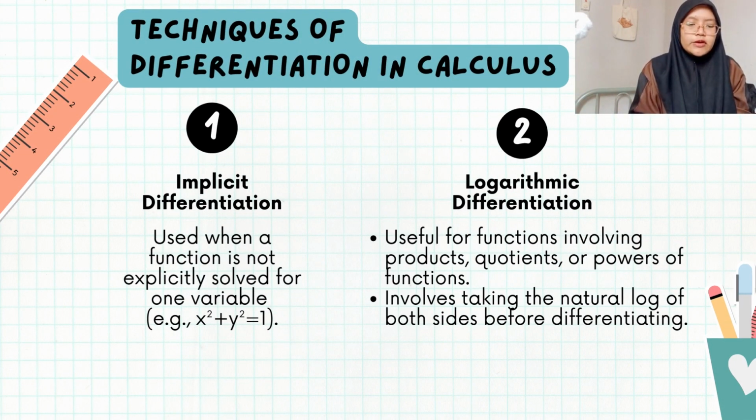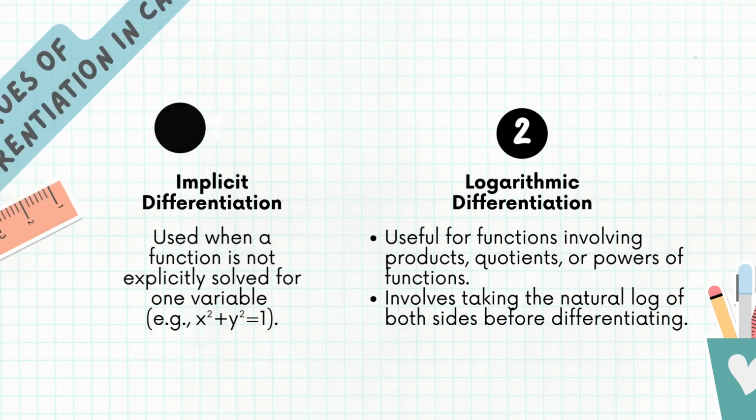We have two more techniques of differentiation in calculus. First, implicit differentiation is used when a function is not explicitly solved for one variable, for example x squared plus y squared equals 1. Second, logarithmic differentiation is useful for functions involving products, quotients, or powers of functions. It also involves taking the natural log of both sides before differentiating.